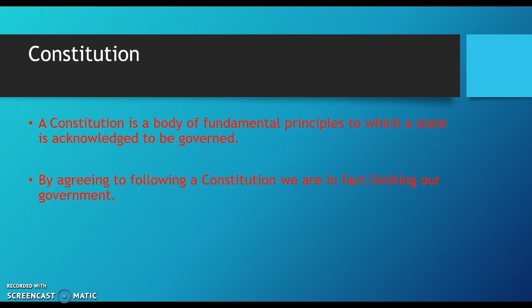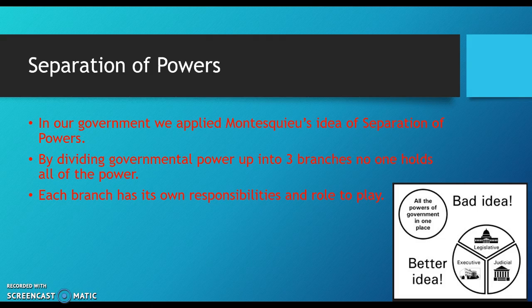Now, first up is the Constitution itself. The definition of Constitution is a body of fundamental principles that state how a society, how a state is going to be governed. So to begin with, just by agreeing to have a constitution and then following that constitution, we're limiting our own government. If we were governed by a dictatorship, or if we had an absolute monarch, oftentimes you don't have a constitution with those forms of government. There's no need. You have a single ruler who controls everything. So a constitution in itself is a way of limiting the power of the government.